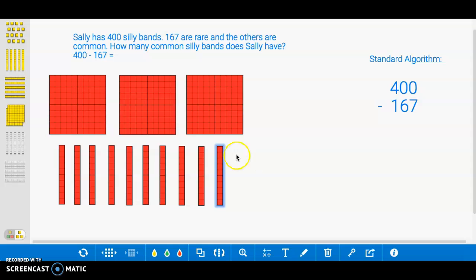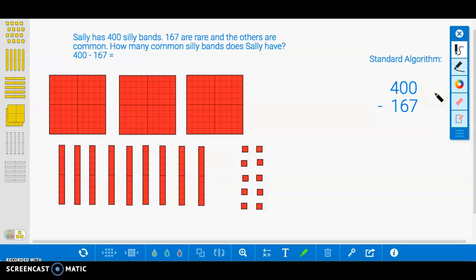Now that I have decomposed a 100 into 10 tens, 1, 2, 3, 4, 5, 6, 7, 8, 9, and 10, I need to decompose a 10 so I can make singles, or ones. Now that I have 10 ones, I am able to take away 7 ones from the 10. But before we take away, I want to go ahead and connect this to our standard algorithm.